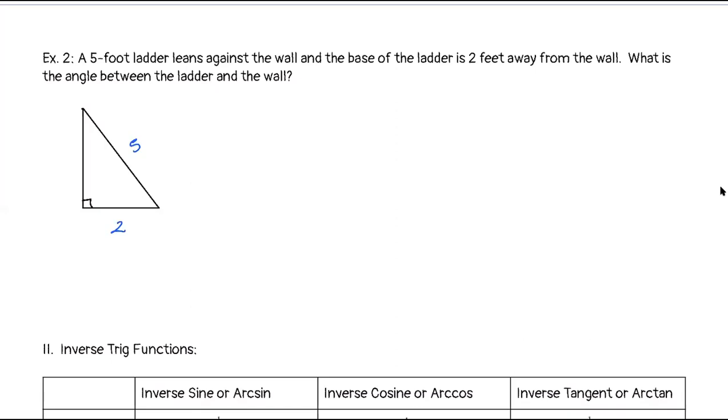Exactly. And I know that it says between the ladder and the wall, but I'm like intentionally pausing here because I think that is a place where people are like, is it that easy? And like, yeah, it is. If it tells you it's between the ladder and the wall, then we're just gonna label that angle, okay?